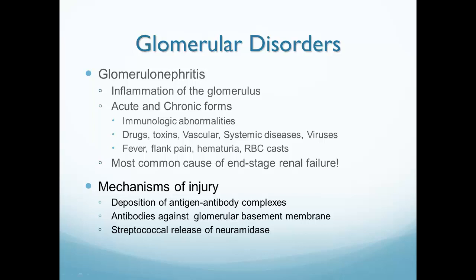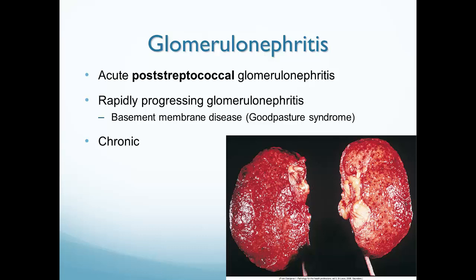Glomerulonephritis is an inflammation of the glomerulus. It can be caused by an immunologic disorder. It can also be caused by some kind of systemic bacteria or virus. It can be a drug. It can be a toxin causing inflammation to the glomerulus. Again, bad deal, because the glomerulus is the filter, and if we're having inflammation of the filter, that's going to result in decreased filtration, hypertension, and possibly edema formation. The most common cause of end-stage renal failure is glomerulonephritis. So we have this chronic inflammation of the glomerulus, which then results in the patient developing chronic renal failure.